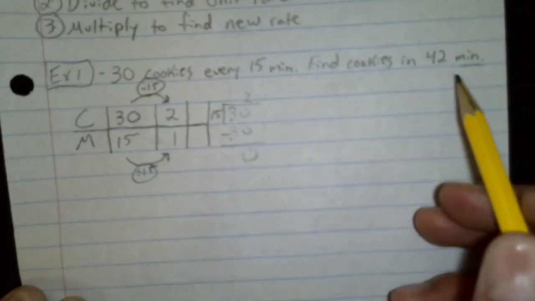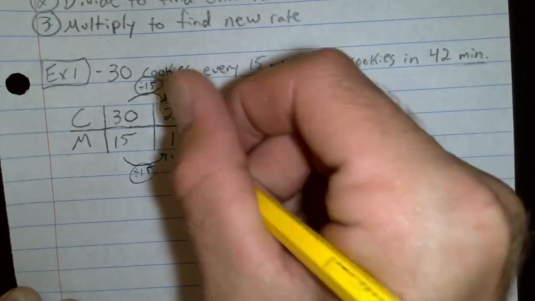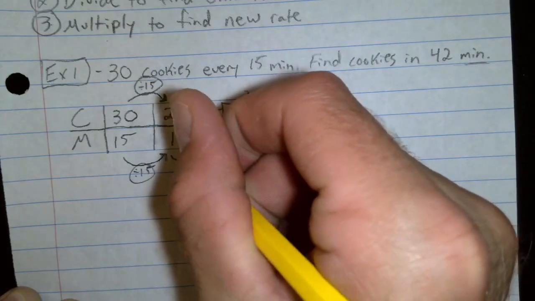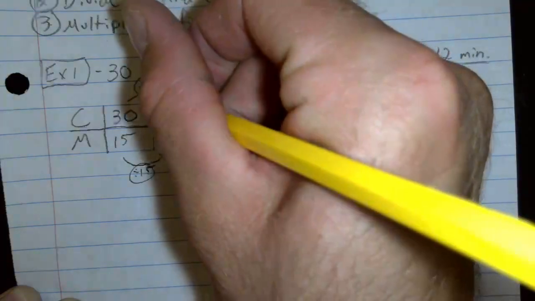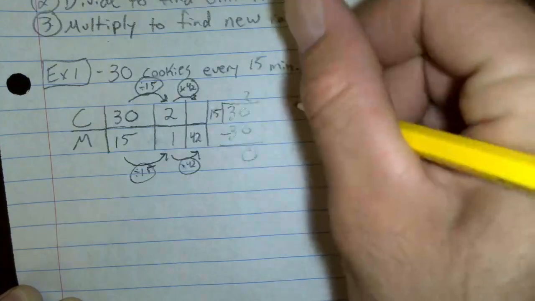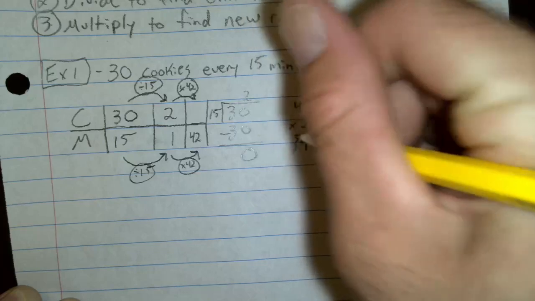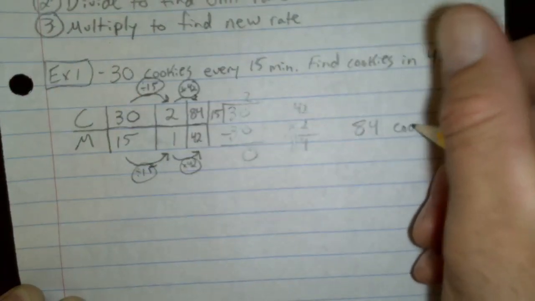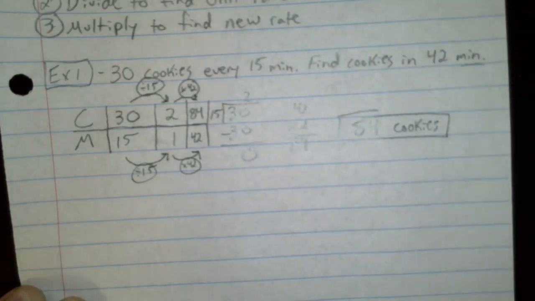We're trying to find how many cookies in 42 minutes. So 1 times what will give you 42? Well, that's 42. Step 3 says multiply to find new rate. 1 times 42 is 42, and 2 times 42 gives you 84 cookies. So your answer is 84 cookies in 42 minutes.